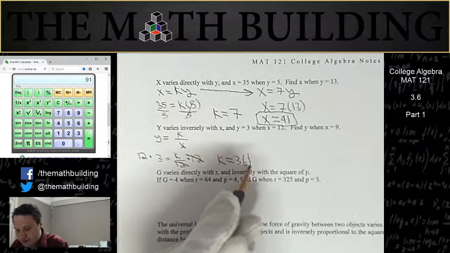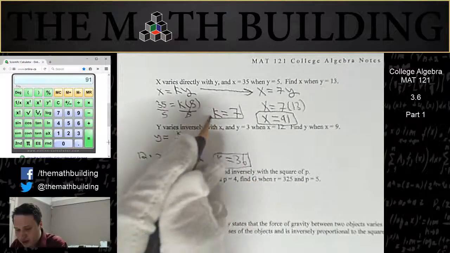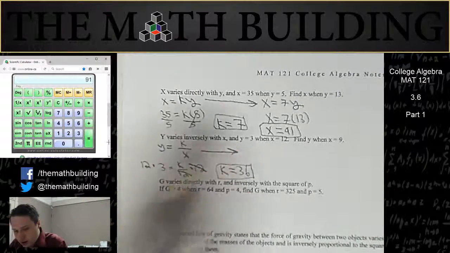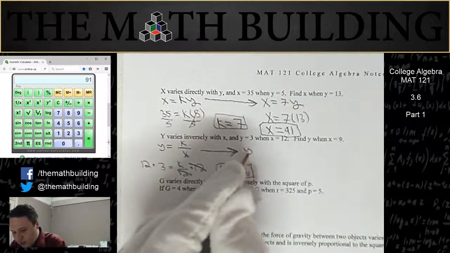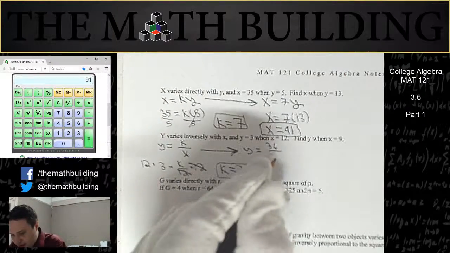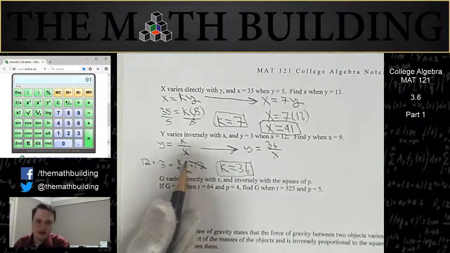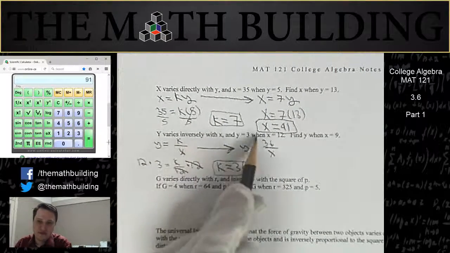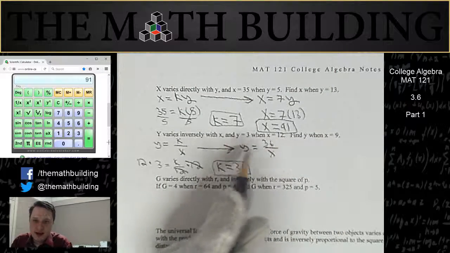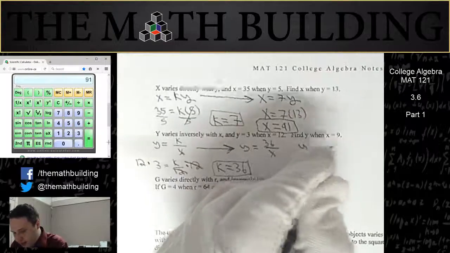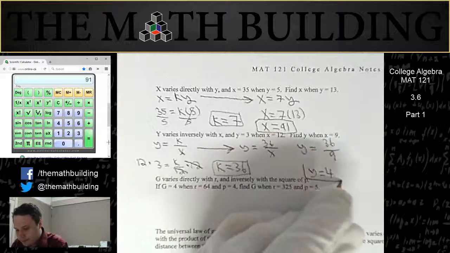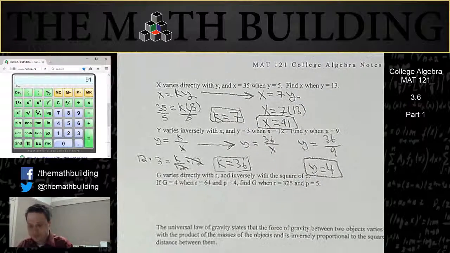You could box that if you want, because it's a critical step of solving the problem. So we found our constant of variation. Let's update our equation: y equals our k, 36, divided by x. Find y when x is equal to 9. Well, we want to know what y is when x is 9, so we'll just plug that in. And 36 divided by 9 is 4. So there's your answer right there.